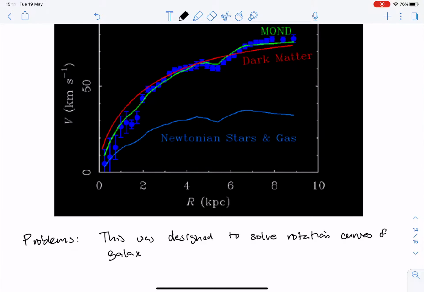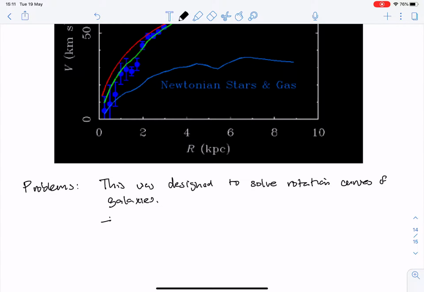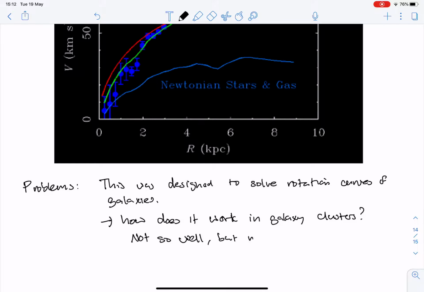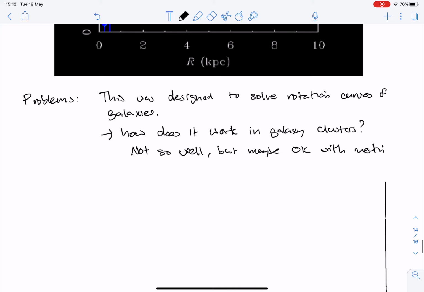So if you set out with the aim of creating a theory that explains something, you can almost always come up with a theory that does that. And so you might ask, how does it work in, say, galaxy clusters? And the answer is, unsurprisingly, not so well. But again, its proponents will say that maybe it's okay with neutrinos. The point being that neutrinos here are hot dark matter. We know that they exist, at least in some numbers, so perhaps MOND plus a small amount of hot dark matter does work. However, the big problem comes, in a sense, with merging it with relativity.